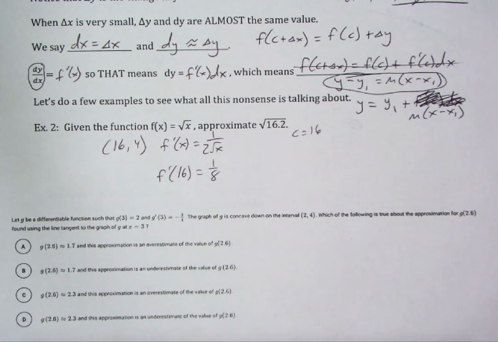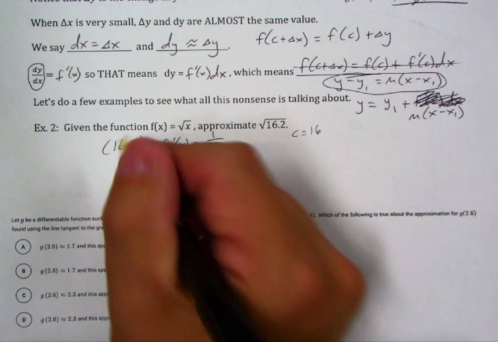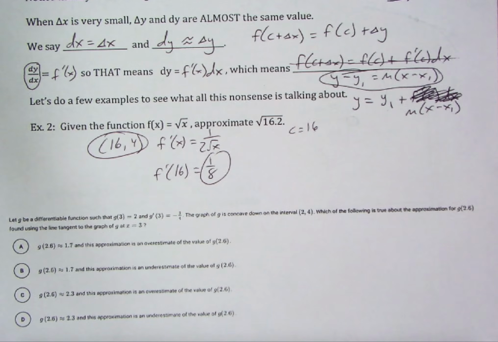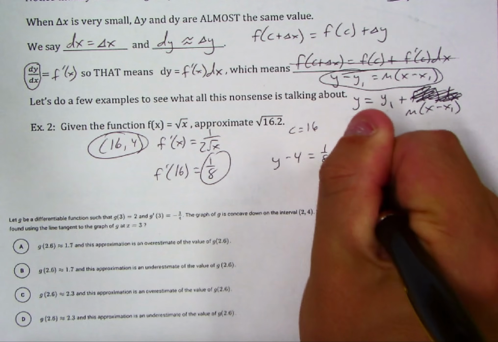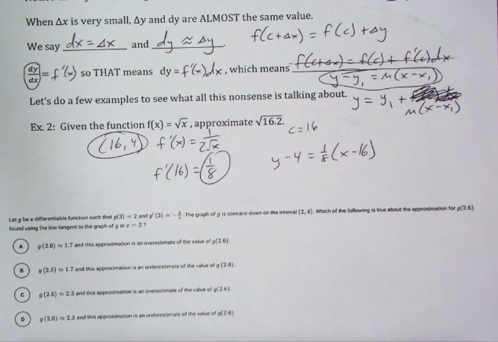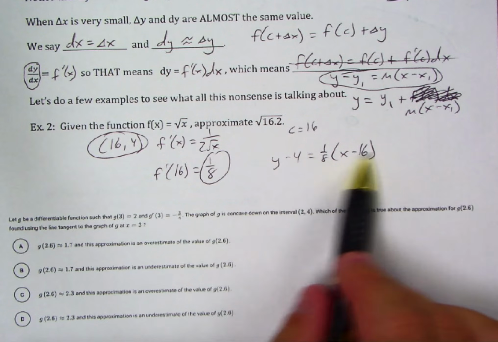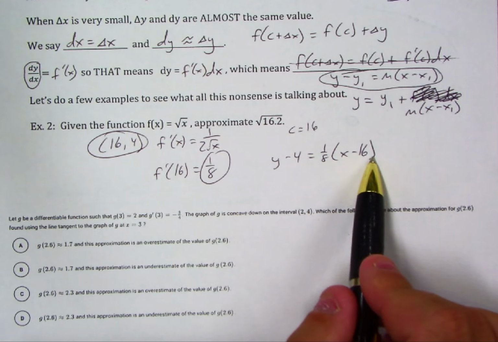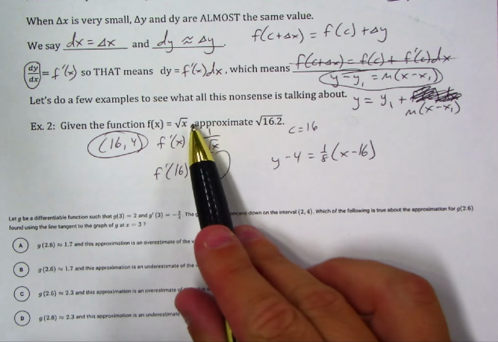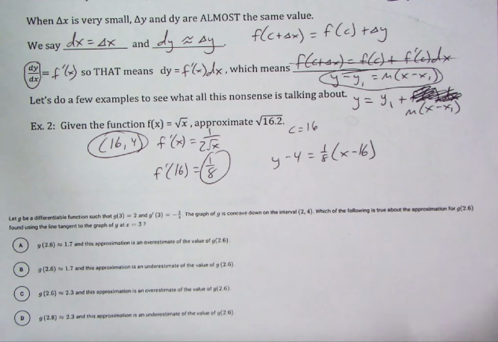Now I'm doing point-slope form. Here's my point. Here's my slope. So y minus 4 equals the slope times x minus 16. Now I'm using the tangent line. I'm finding the y value on the tangent line because I'm going to say that's basically what the y value of the actual function would be. And you'll see how close the approximation is in a second.